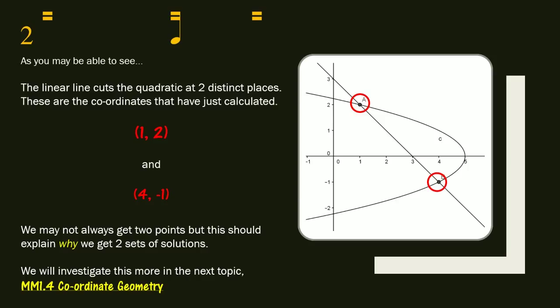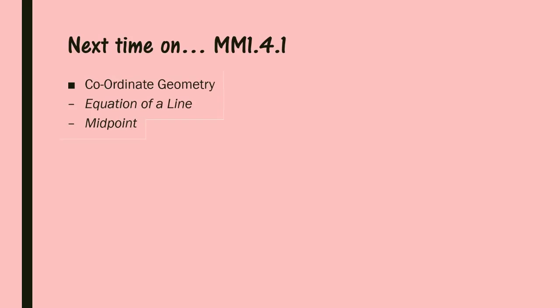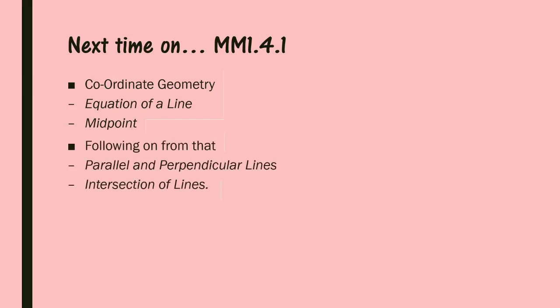And we'll investigate this more in the next topic, 1.4, the start of coordinate geometry. Next time on coordinate geometry, we're going to look at the equation of a line and midpoint. We're going to follow on from that by looking at parallel and perpendicular lines and the intersection of lines.